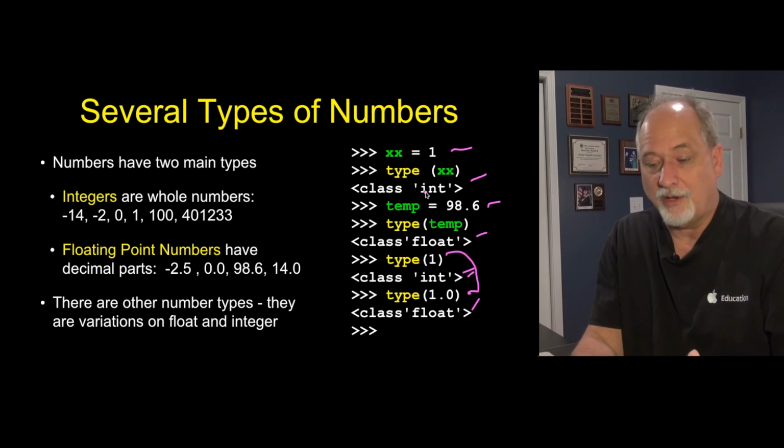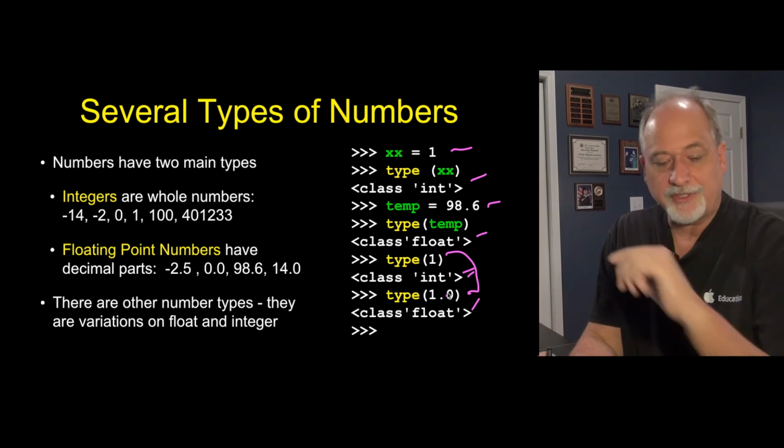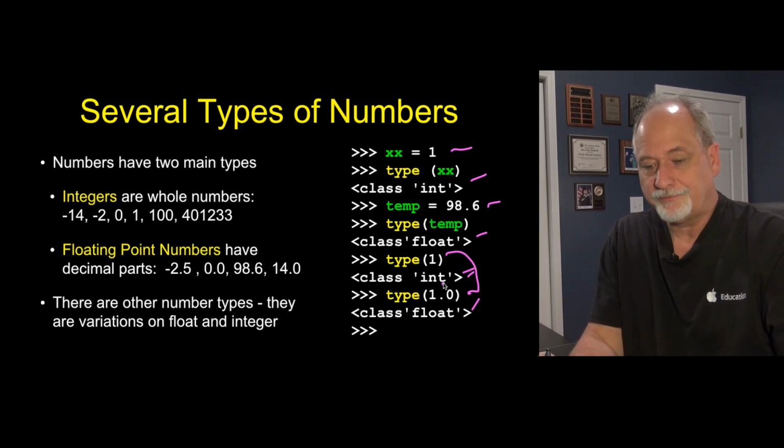And I'm just asking over and over again, what is the type of what's in XXX, what's the type of what's in temp, and what's the type of the constant 1. And what's the type of 1.0.